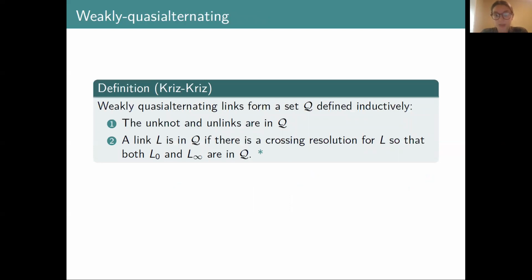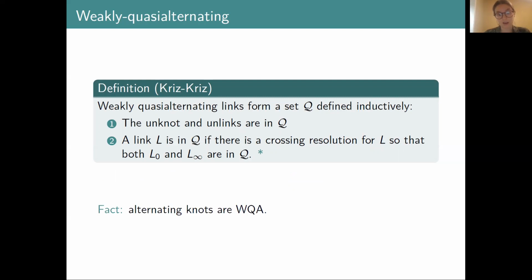And the generalization of alternating that we'll use in the proof is due to Kriz and Kriz. Those are called weakly quasi-alternating links. And they're defined inductively. I start by assuming that the unknot and unlinks of multiple components are in this set of weakly quasi-alternating links. For those of you that know what quasi-alternating is, the difference here is that we allow unlinks of multiple components. Once I know those are in my set, how can I get more? Well, a link is in this set if there's some crossing in some diagram where, when I resolve it, both of the simpler diagrams were already in my set. So L_0 and L_infinity were already in Q. Then there's some technical condition about the determinants of the link, but it's not going to come up in this talk.